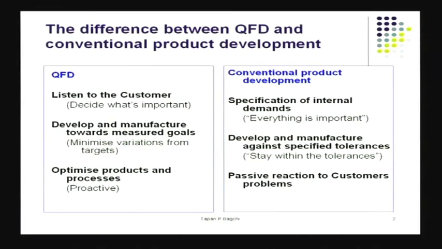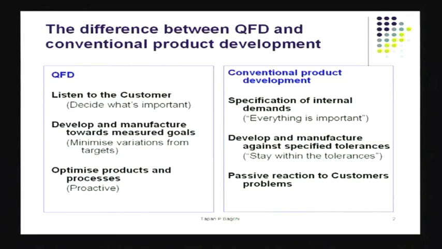Then we move down to the step when we develop and manufacture. What we really try to do is work toward measured goals, and these goals are set by having listened to the customer. If I've listened to the customer carefully, I've set some concrete, quantified goals about the design of the final product. This is what I've done by listening carefully.